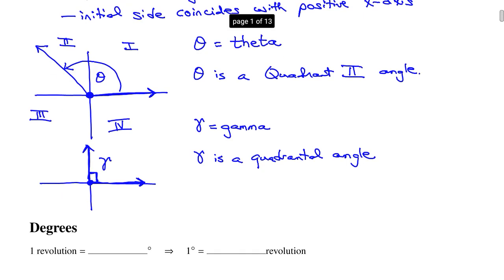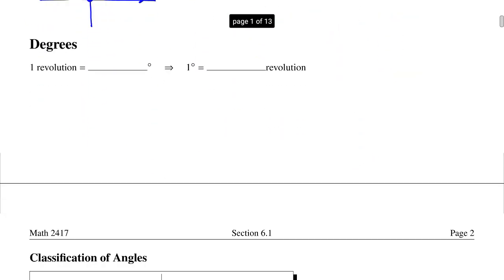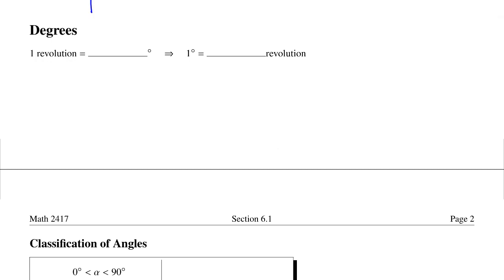All right. Let's look at degrees. We know what one revolution is. One revolution is there, and that's 360 degrees. If I flip that around, 1 degree has to be 1/360th of a revolution.